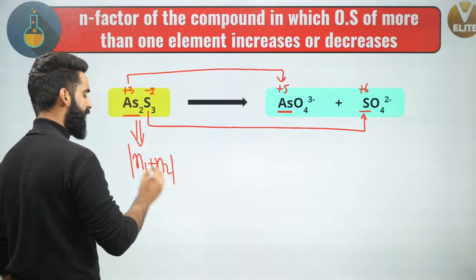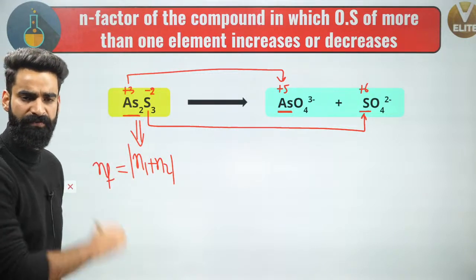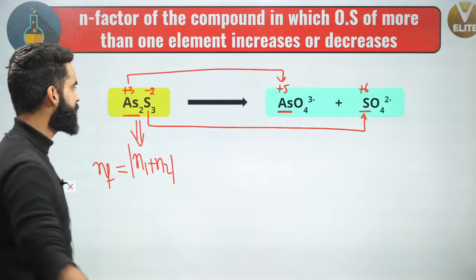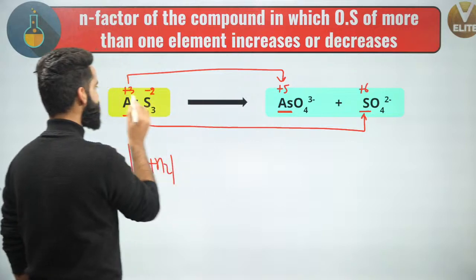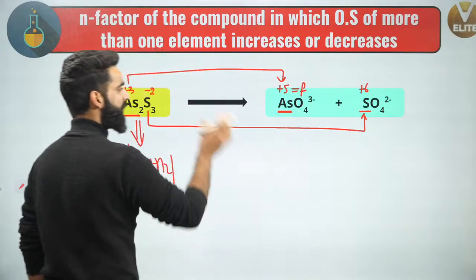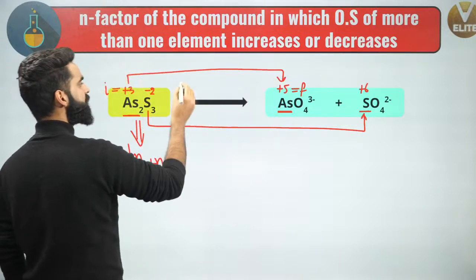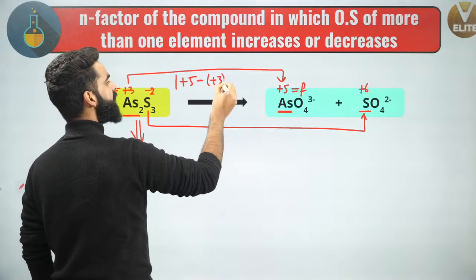So first of all, I need to calculate the n1 value. I need to calculate the n2. Then I'll add them up and get the overall n factor. How do I do that? First of all, let's check the change in the oxidation state of arsenic. This is the initial oxidation state of arsenic. This is the final oxidation state. So calculate the change: final minus initial. Final value is +5 minus initial value +3. The value you are getting is 2.